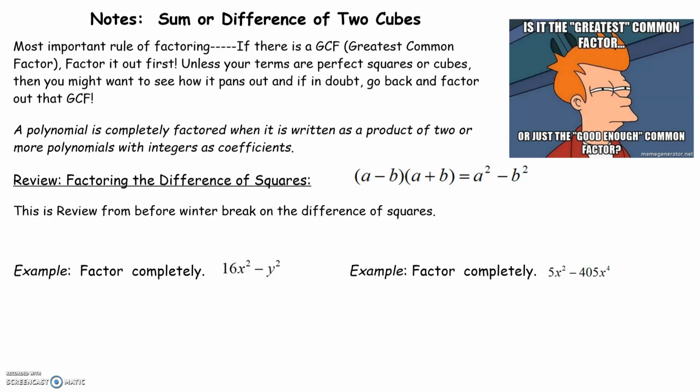And if that doesn't yield anything, or if in doubt, go back and factor out the GCF. So go back to your first step. A polynomial is completely factored when it is written as a product of two or more polynomials with integers as coefficients. This also means that there's nothing else that can be factored out of those binomials.